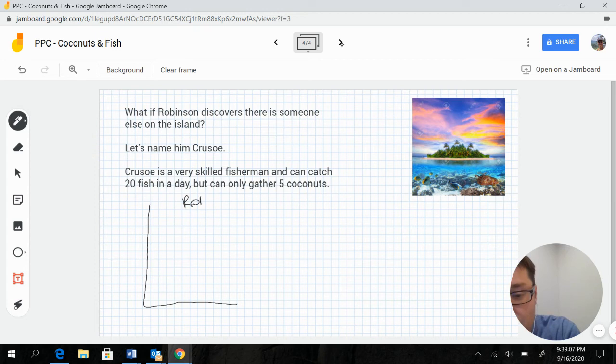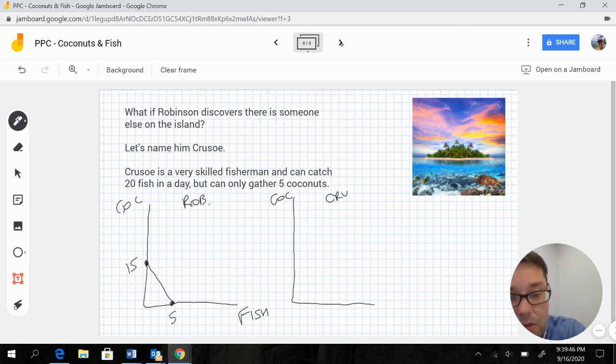So this is going to be Robinson. We've got coconuts, fish. So we're going to go back to the original scenario. He could gather 15 coconuts and 5 fish. And then we did some things where we shifted that curve outward with some new technologies. Okay, well, I can also draw a PPC curve for Crusoe. And then in the end, I'm going to actually put them sort of on top of each other. So let's do this first.